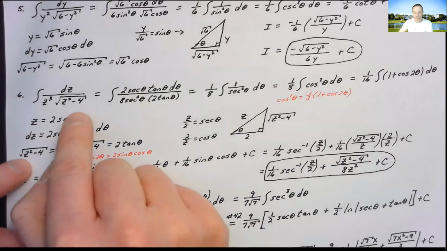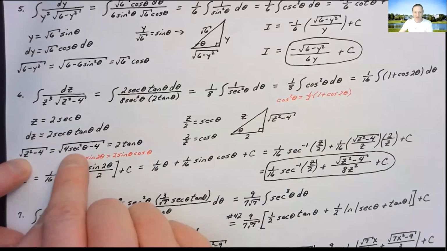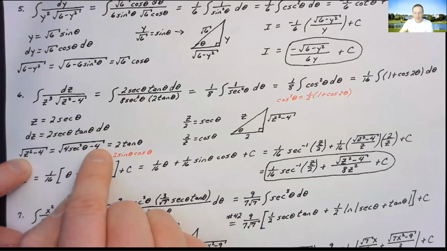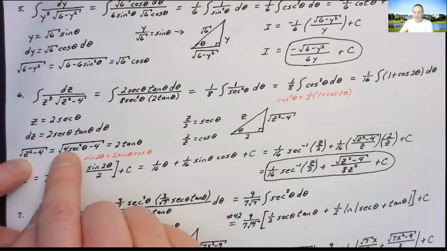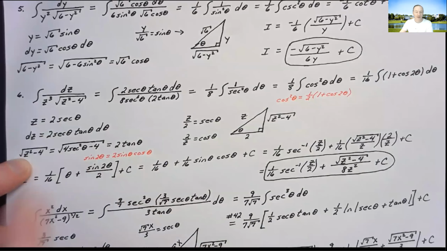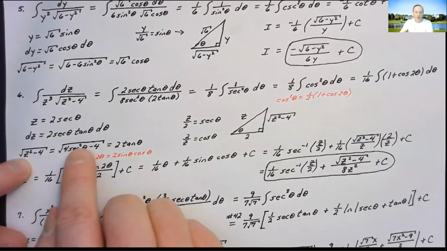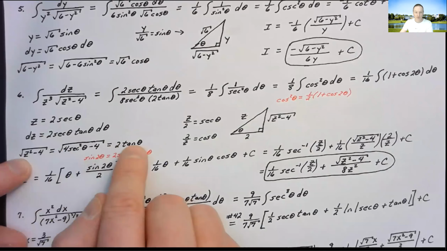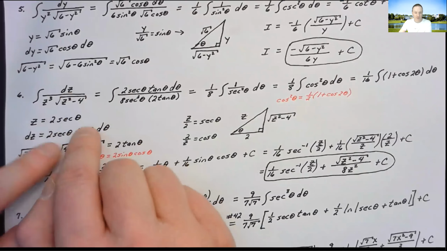Now let's go in and figure out what the square root is. The square root of z squared minus 4 becomes the square root of 4 secant squared theta minus 4. We know that that's going to be 4 times secant squared theta minus 1. Secant squared theta minus 1 is tangent squared theta. So the inside becomes 4 tangent squared theta. The square root of that is going to be 2 tangent theta. I'm ready to go back into my problem and substitute back in.